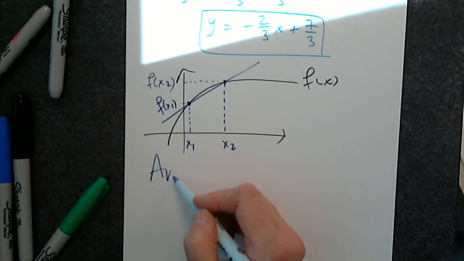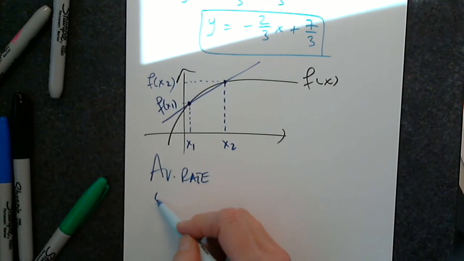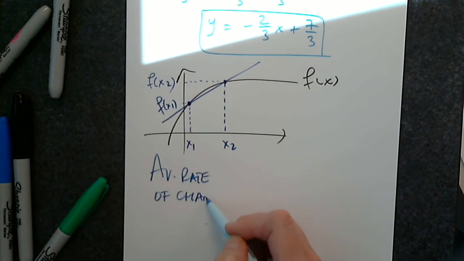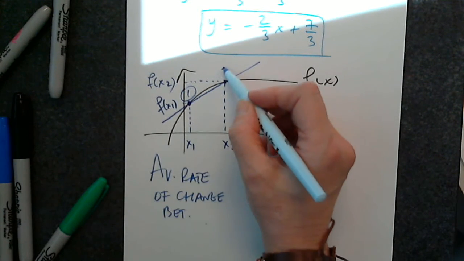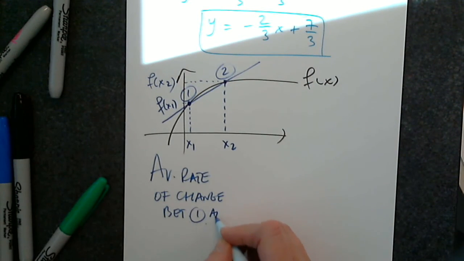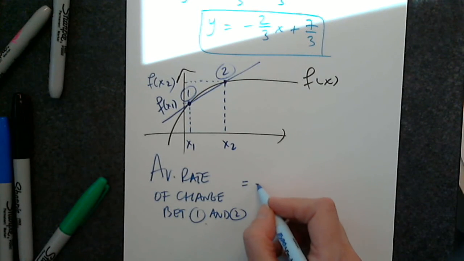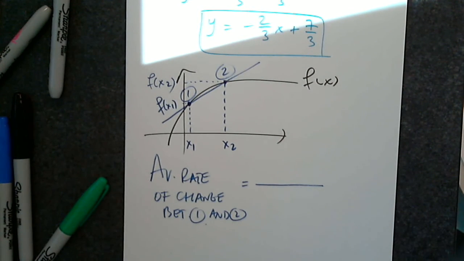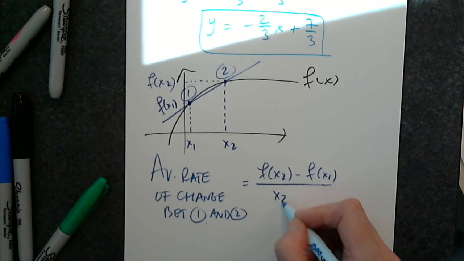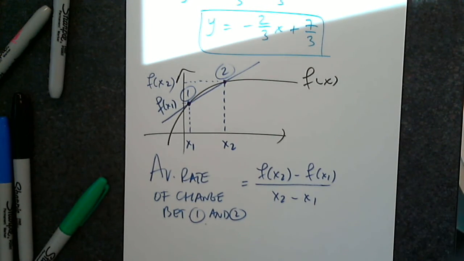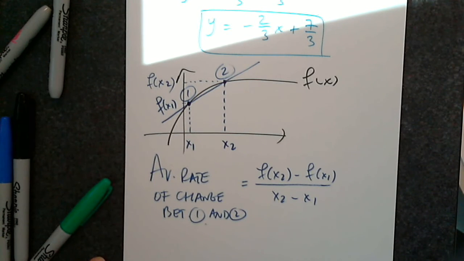So the average rate of change between point 1 and 2. Can anyone give us that? Yes, it's basically the definition. Perfect. Thank you. Nothing else. Same thing with the difference quotient, the same thing with the slope, everything the same.